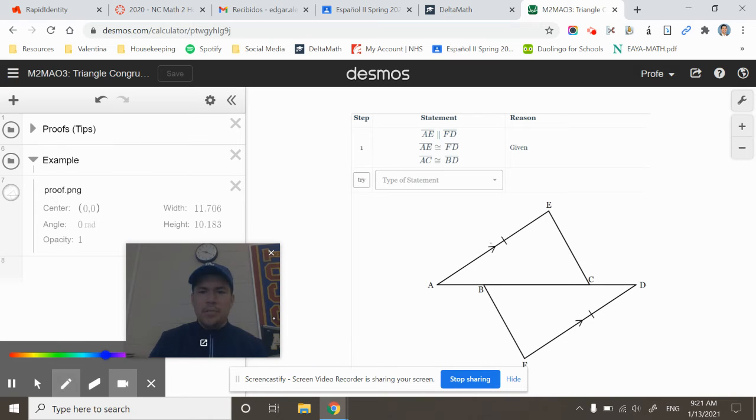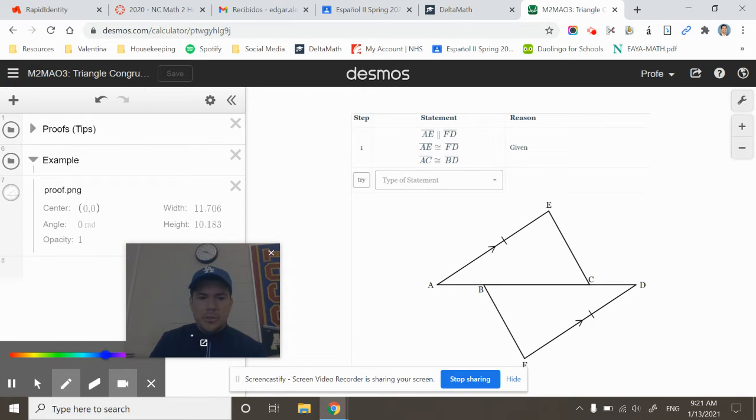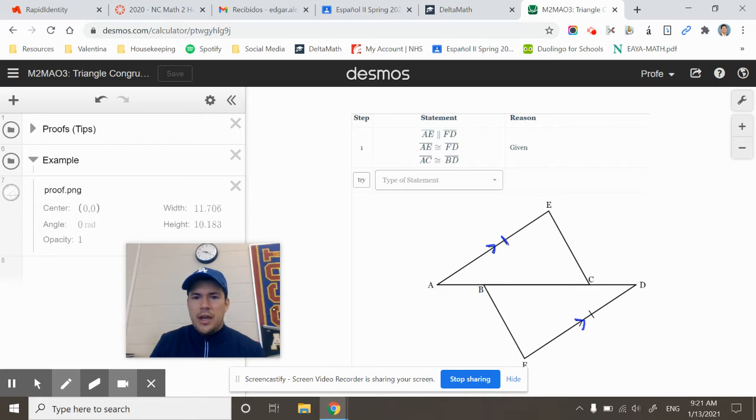All right. So we've been told that AE is parallel to FD. So that's these little marks right here, that they're parallel. We're also being told that AE is congruent to FD. So we've got those marks. Then it also says AC is congruent to BD. So AC is this side. I know these are not necessarily listed as right triangles, but it looks like it could be the hypotenuse of AEC.